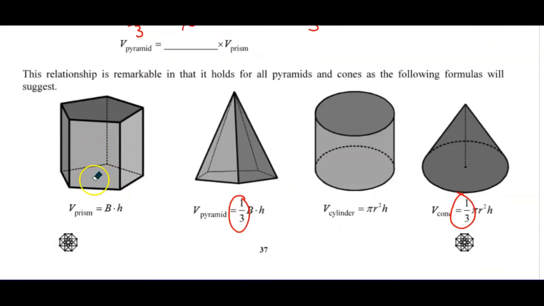If you take a pentagonal prism and you turn it into a pyramid, the formula just puts a 1/3 in front. Even if you take a circular prism, otherwise known as a cylinder, you can put a 1/3 in front of that and it becomes a cone. So any prism or cylinder will be calculated by putting a 1/3 in front of the volume formula.